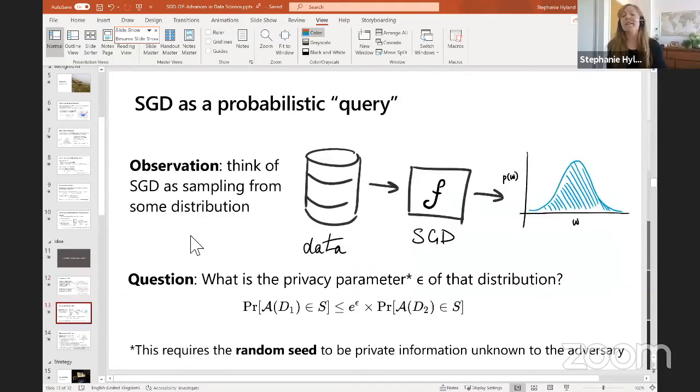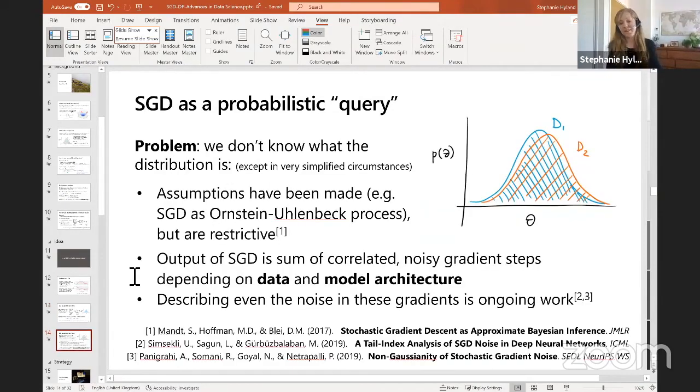So the idea we have here is rather than thinking of SGD as a function on a database, which is deterministic, we think of it as essentially sampling from some distribution. So rather than giving a single set of weights, we can now have a distribution over weights. And now we can ask the question, well, what is the privacy parameter epsilon of this distribution? We now have a notion of probability. We can just compute this. The problem is we don't know what that distribution is.